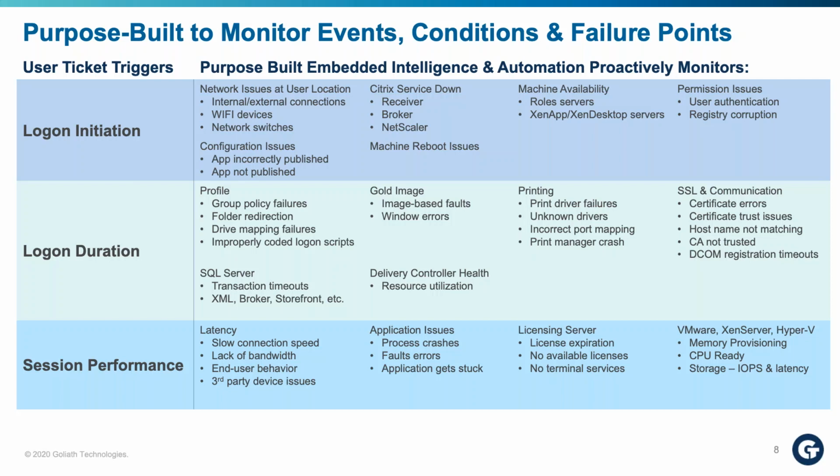You need technology that will automatically discover your entire Citrix or Horizon environment, identify which elements, conditions, and failure points to monitor, identify the thresholds that indicate poor behavior, and then alert when those thresholds are exceeded. If you build that intelligence into an application, you can transform your entire IT organization overnight from being reactive to proactive. And in fact, that is what Goliath Technologies does.